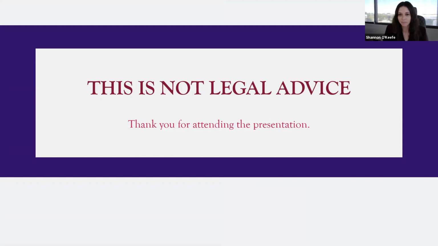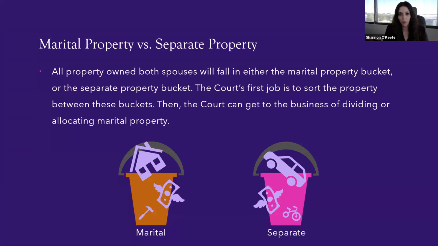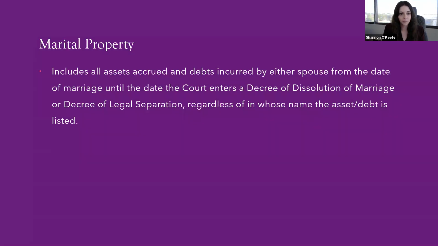So let's get started. Generally, when we're mentioning classification of property, we're thinking of marital property versus separate property. All property owned by both spouses will fall into either the marital property bucket or the separate property bucket. The court's first job is to sort the property between these buckets, and then the court can get down to the business of dividing or allocating marital property.